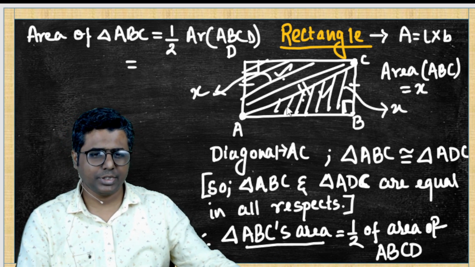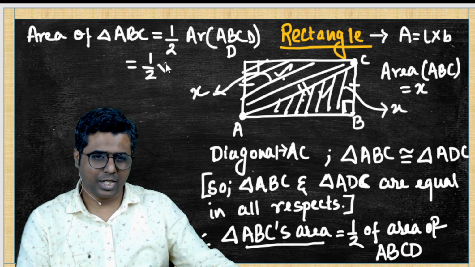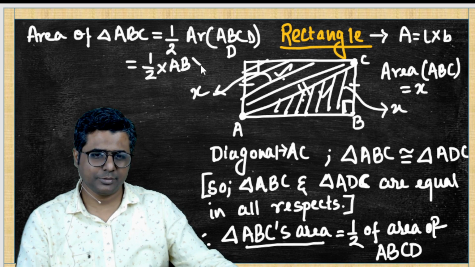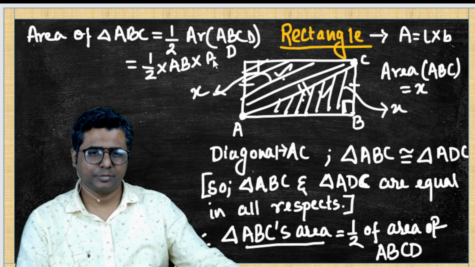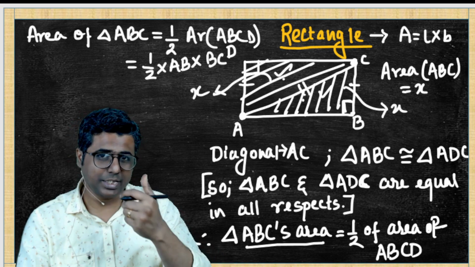So, what is length over here? AB. So, half into AB. What is breadth over here? BC. So, AB and BC is clear now.